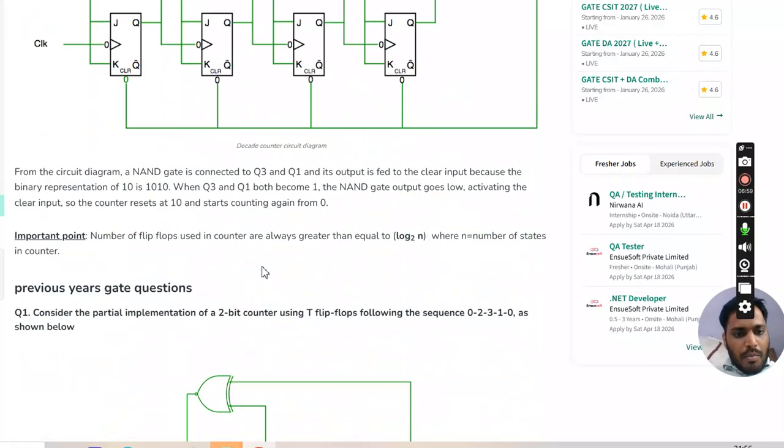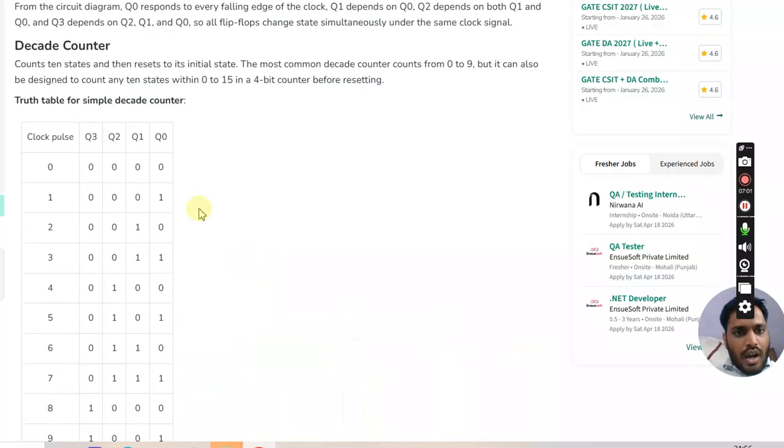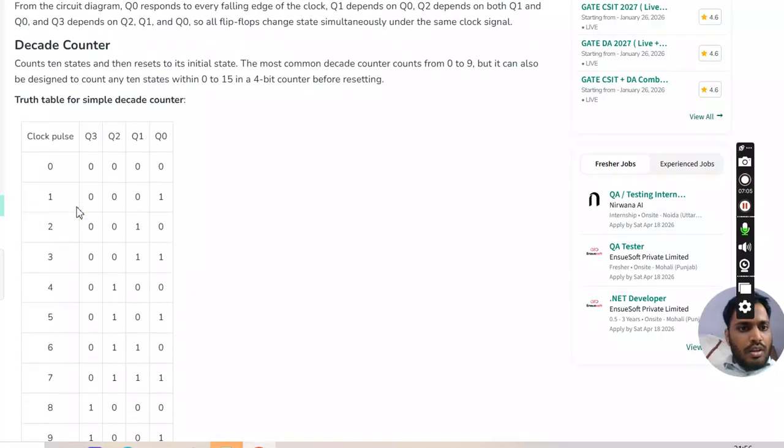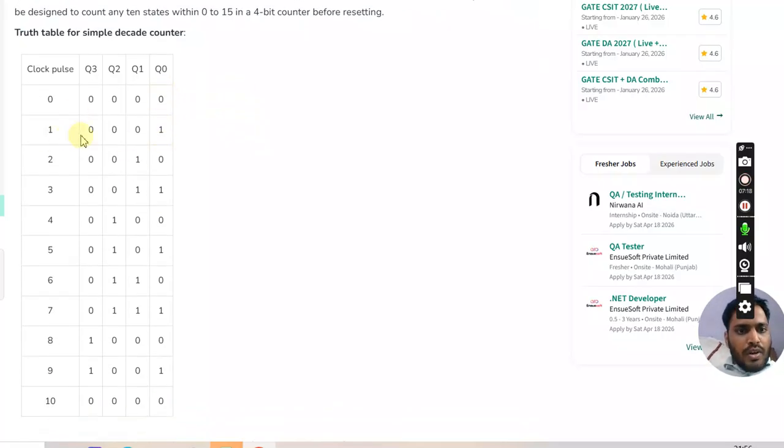The next type of counter that we have is a decade counter. I think a decade counter is nothing but we have the clock pulse from 0 to 10, and then we have the count for Q0, Q1, Q2, Q3. Decade means 10, so it will count from 0 to 9. For clock pulse 1, Q0 will be activated. For 2, Q1 will be activated. For 3, Q1 and Q0 will be activated. For 4, Q2 will be activated. For 5, Q2 and Q0 will be activated.